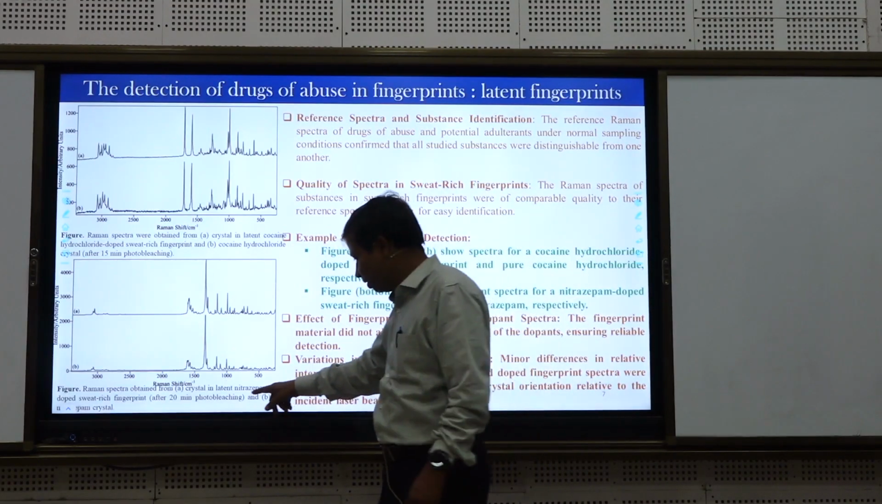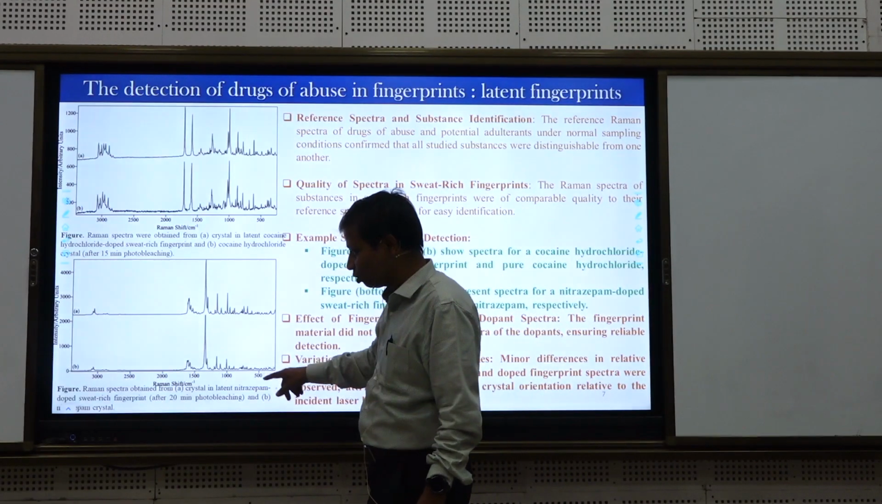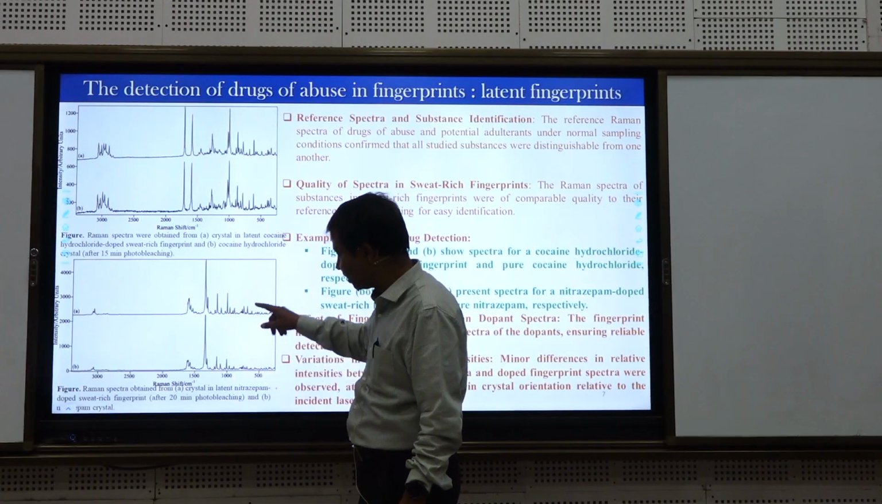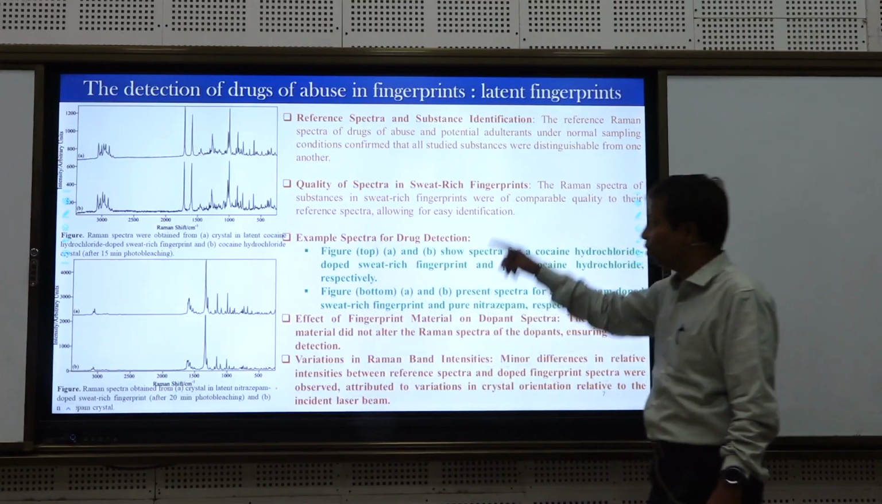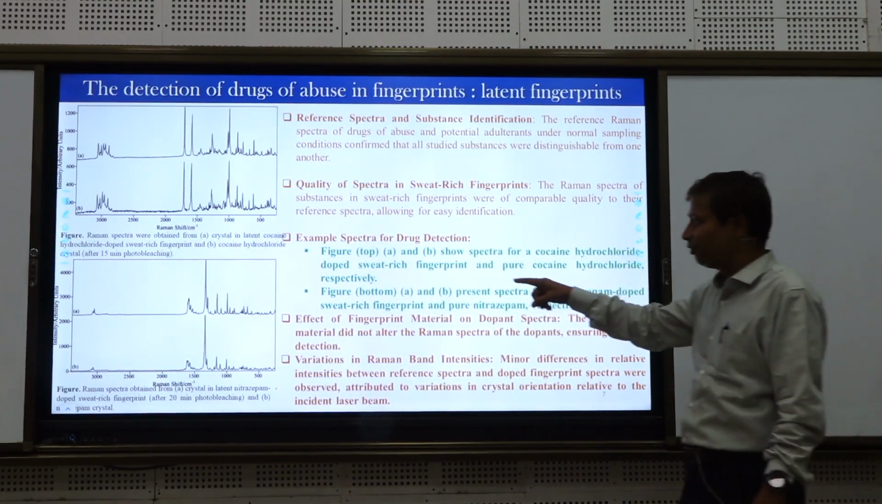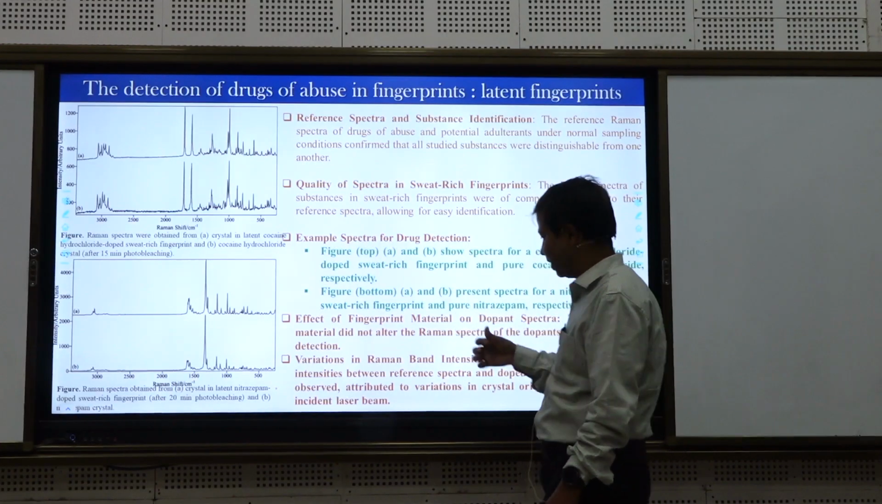And this is another one, nitrazepam. This is also a doping agent, also a drug. This is another drug molecule. So two drug molecules they have found that they can identify from your fingerprint.